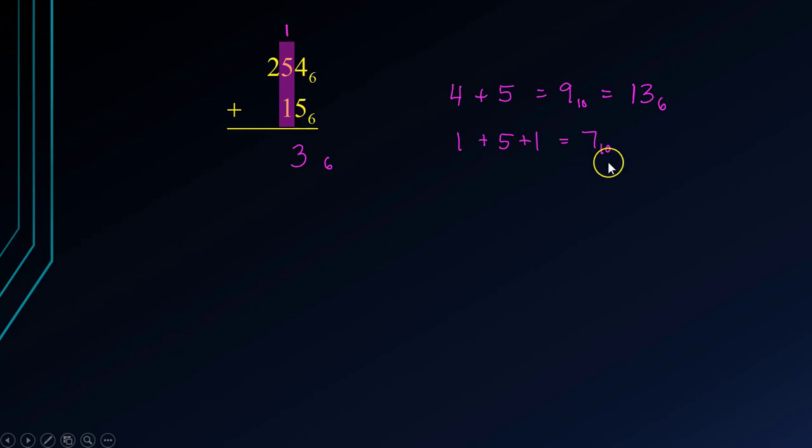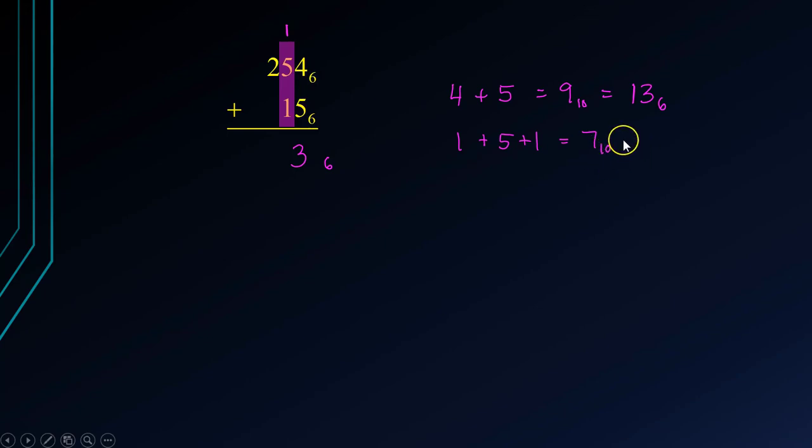For the next one, 254 base 6 plus 15 base 6. Again, I'm just going to start with the fact that I'm going to have a base 6 number when I'm done. 4 plus 5 is what I'm going to add together first. That gives me a 9 in base 10. In base 6, that's going to be 1 six plus 3 left over, so it's going to be 13 in base 6. So I'm going to write the 3, carry the 1. Now in the next column, I have 1 plus 5 plus 1, which comes to 7 in base 10.